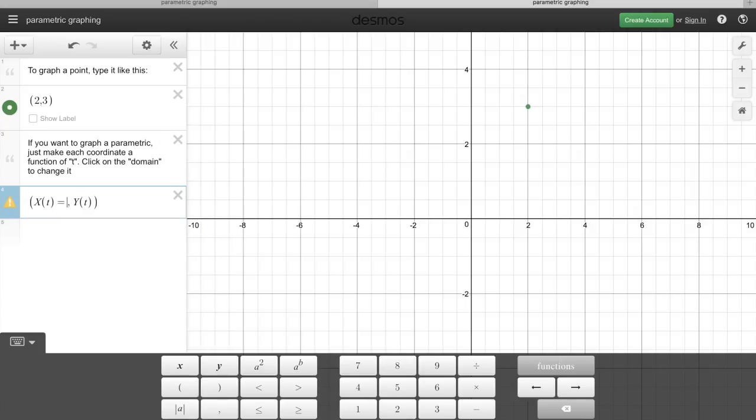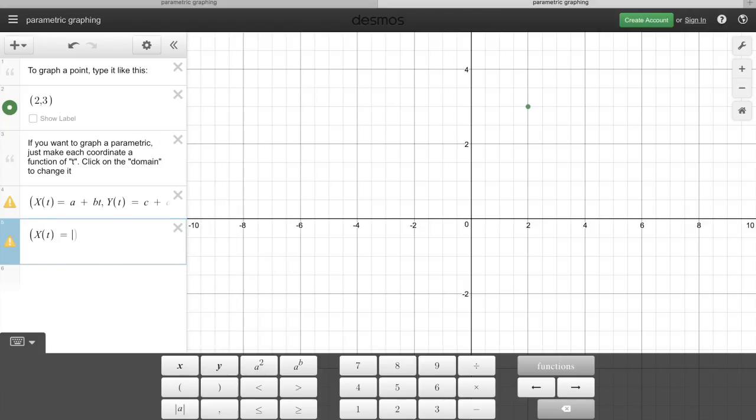So the first general equation we need to know is the parametric equation of a line, which is x of t is equal to a plus bt, and y of t is equal to c plus dt. So if t's interval begins at 0, then the point (a, c) will be the starting point of the line, and it will have a slope of d over b, which is rise over run.